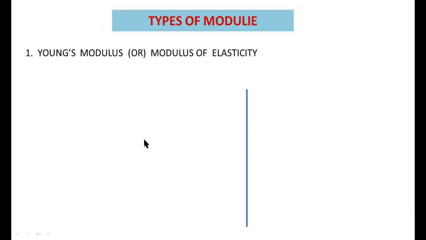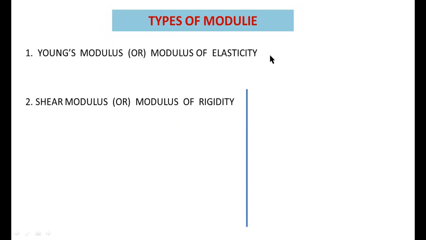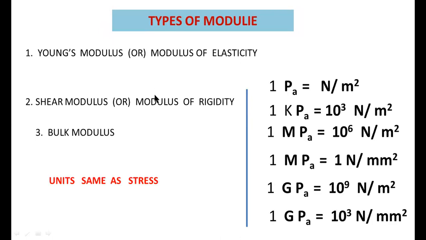Now, types of moduli. Types of moduli are types of elastic constants. First one is the Young's modulus or modulus of elasticity. It is denoted by symbol capital E. And second one is the shear modulus or modulus of rigidity. It is denoted by symbol C or G or N. Okay. Third one is the bulk modulus. It is denoted by symbol K. Okay. These three are the elastic constants, and the units for these three are the same as stresses. Okay. So the units for Young's modulus, shear modulus and bulk modulus are the same as stresses.